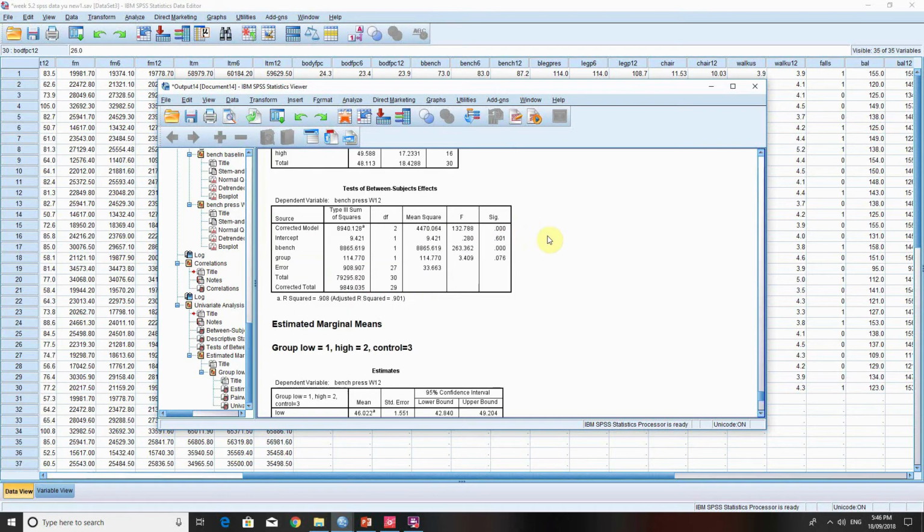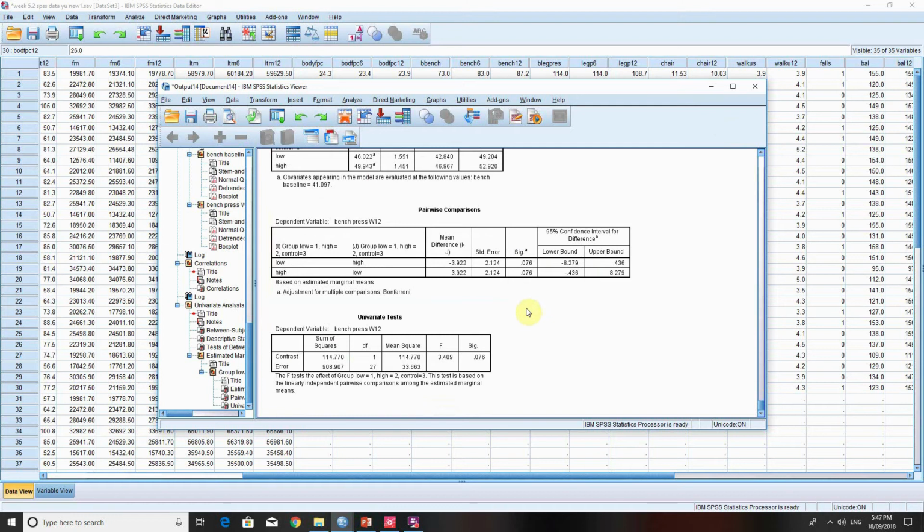So an ANCOVA was run to determine whether there was significant differences between our groups in their bench press week 12 scores. We adjusted for baseline as there was a positive significant correlation between the baseline and the week 12 scores. And after adjusting for this in an ANCOVA, it was found that there was no significant difference between our groups as a result of the low, high, or control treatments.